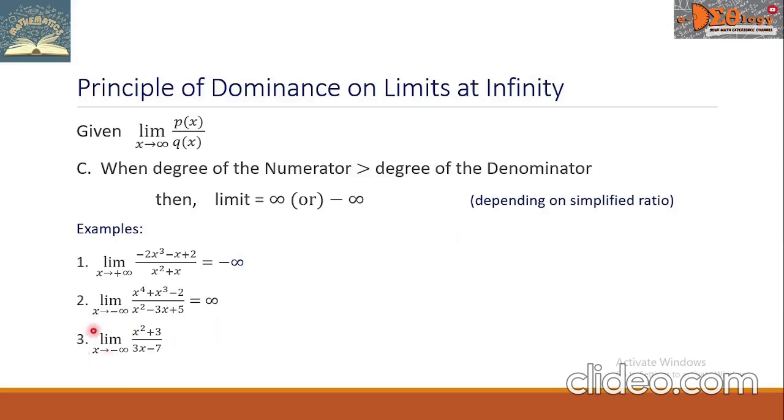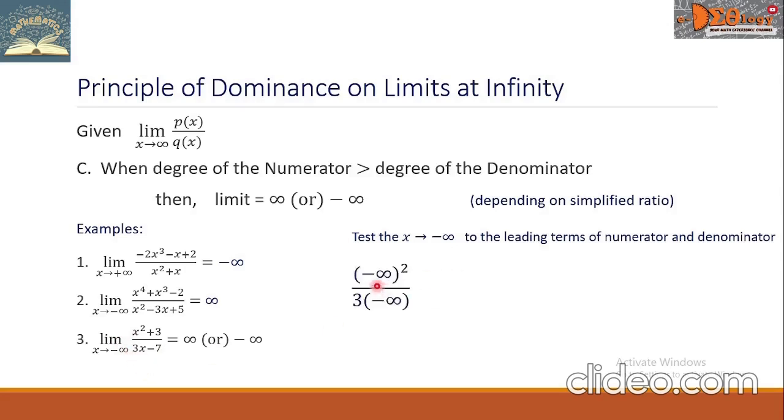Now, problem 3. The limit of x squared plus 3 all over 3x minus 7 as x approaches negative infinity. In the numerator, the degree is 2. In the denominator, degree is 1. Therefore, the answer here is either positive infinity or negative infinity. Now let us test the x approaches negative infinity to the leading terms of numerator and denominator. In the numerator, the leading term is x squared. In the denominator, the leading term is 3x.